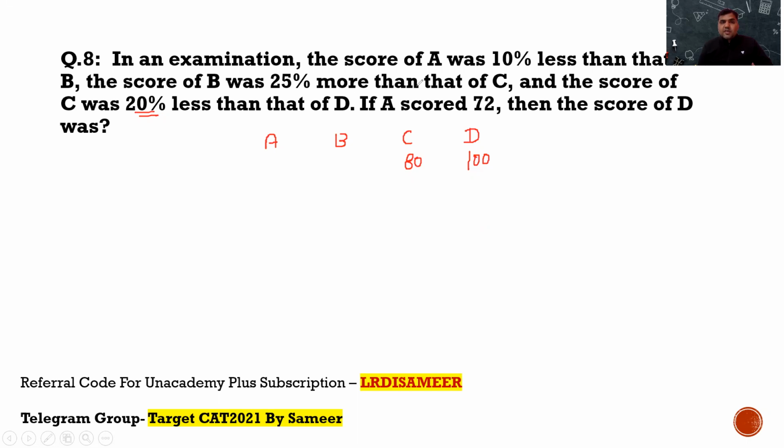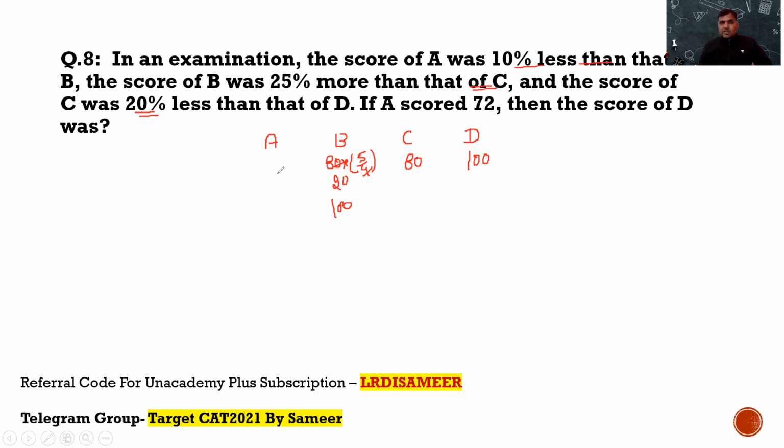And it says B was 25% more than that of C. Now B is 25% more than that of C. Can I say it is 5 by 4 of C? So that means B's marks will be 100, 25% more than that of C. So it is 5 by 4 of C's marks. So therefore B is getting 100 marks.